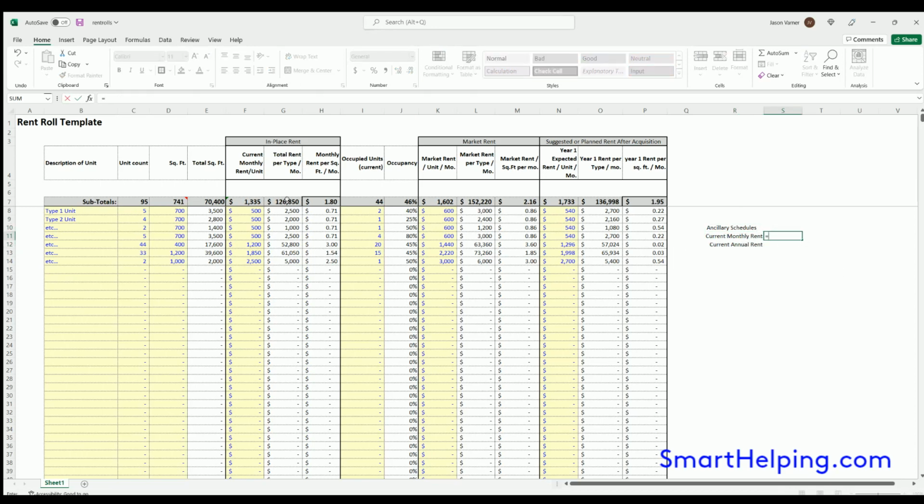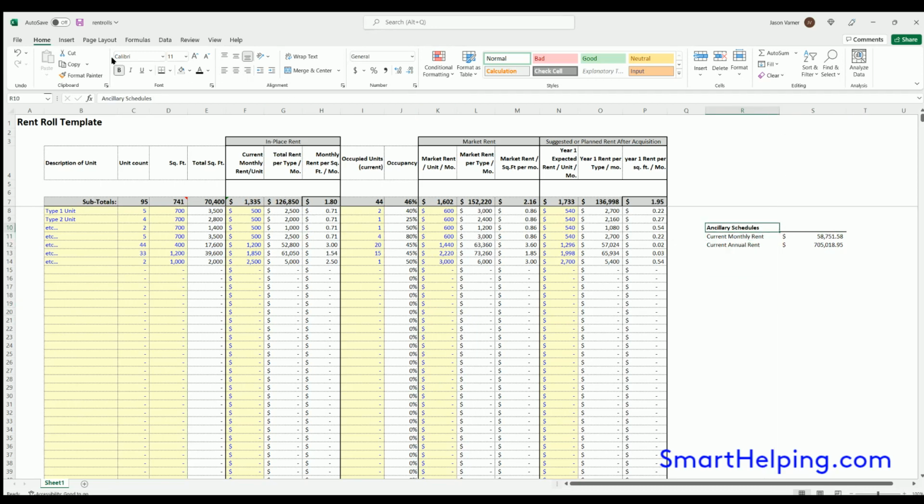You can do it a couple different ways. We can just say this is the units times square foot or rent per month per square foot, so 58,000, which that should be 46%, right? So that's monthly. Here's the annual of that. So this is just to see what is the current situation of the current owner. What are they getting? So they're getting this per month, this per year.